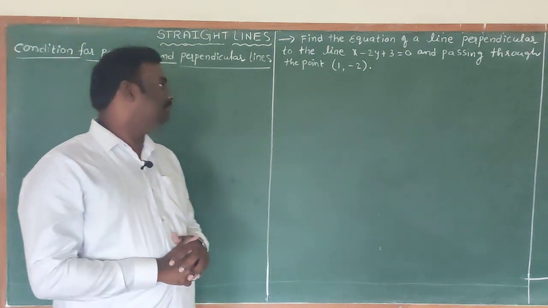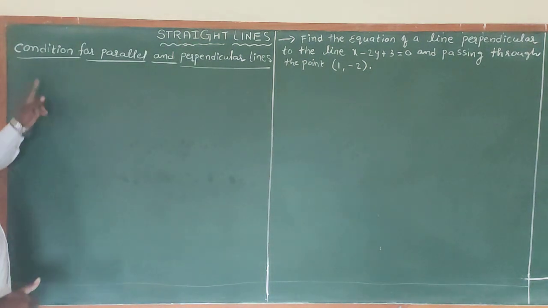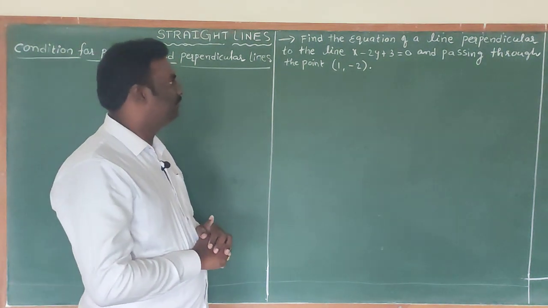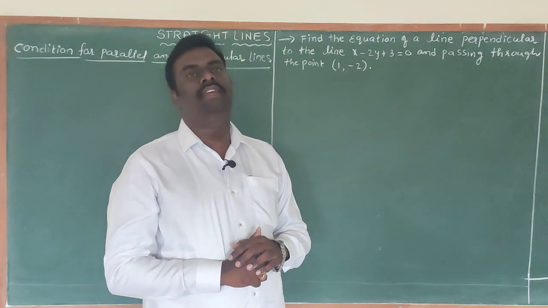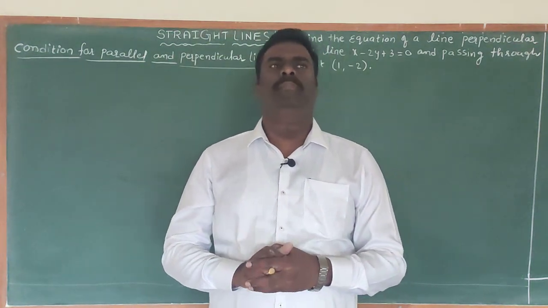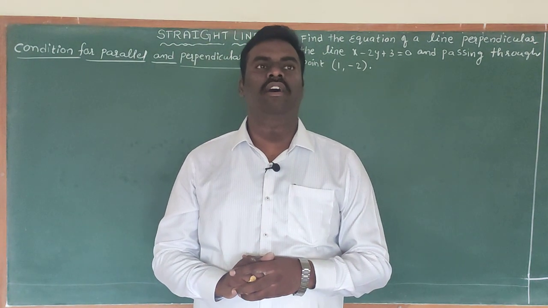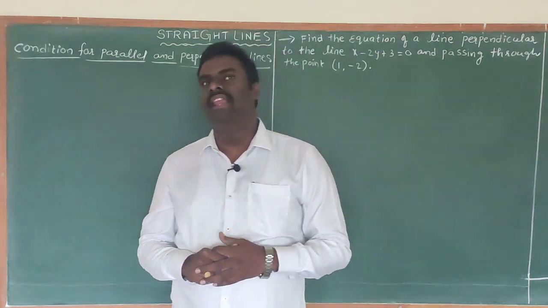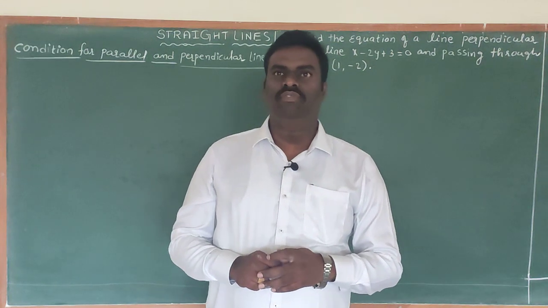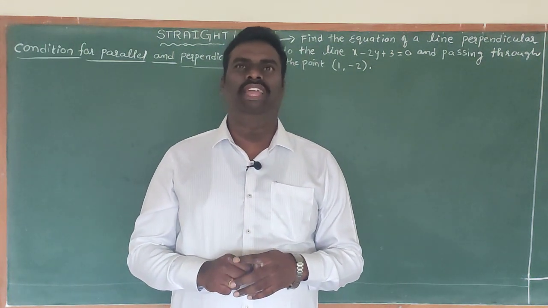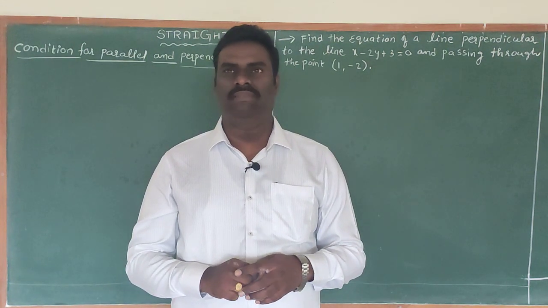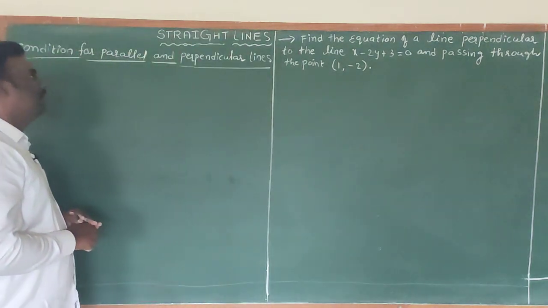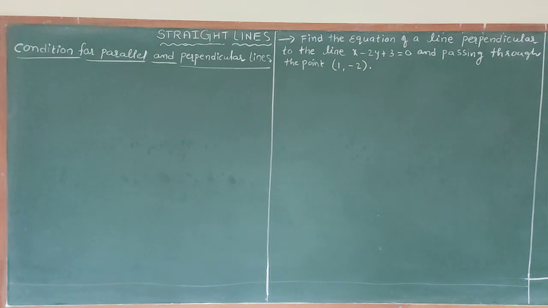In today's session, we will discuss the condition for parallel and perpendicular lines. Already we discussed if lines are parallel, slopes are equal. If the lines are perpendicular, the product of the slopes m1 into m2 is equal to -1. It is also one of the conditions for parallel lines and perpendicular lines.